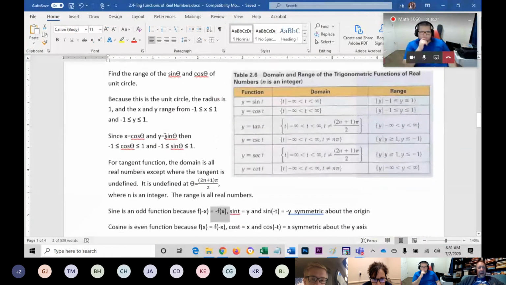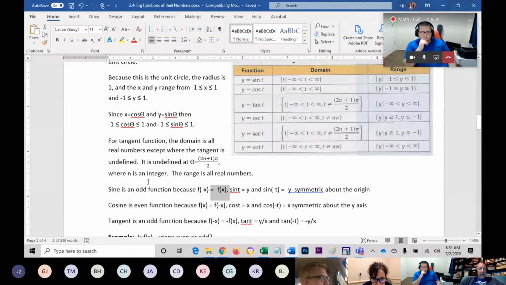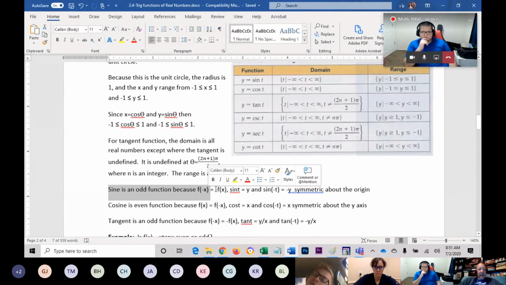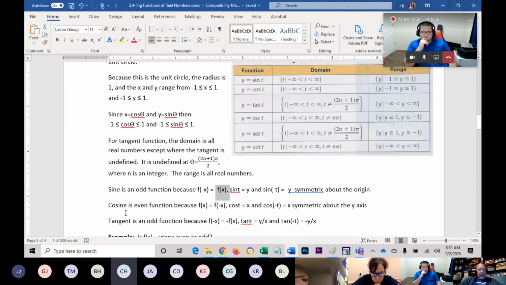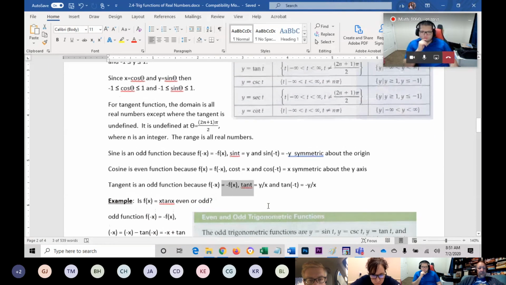Just as a reminder, because you probably haven't had even and odd functions for a while: sine is an odd function because f(-x) equals -f(x). Cosine is an even function because f(x) equals f(-x). And tangent is an odd function also because f(-x) equals -f(x). Okay.